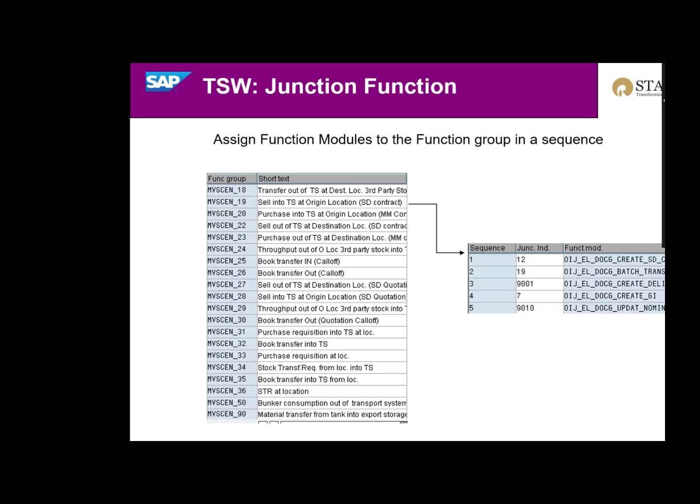OIJLDOCG create ST call off. This program will create a purchase order. SD call off means purchase order, like that. Create delivery: this is the program for create delivery. This is goods issue: this is the program for goods issue. Update nomination: this is the program where it will update the nomination. So in this sequence, these programs should execute in the background in this scenario.